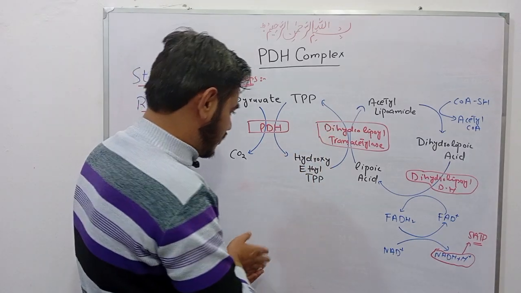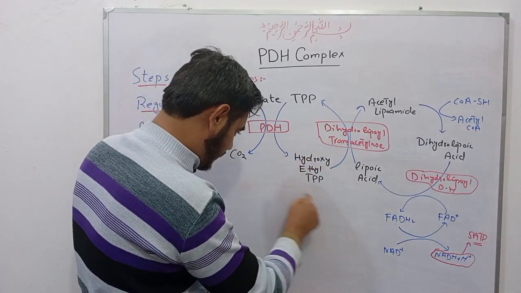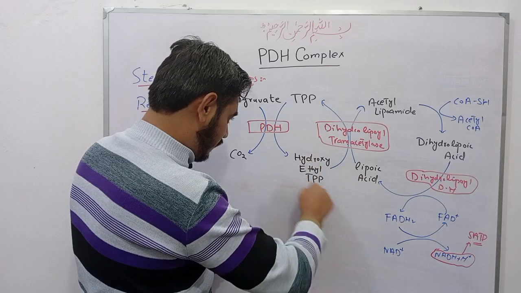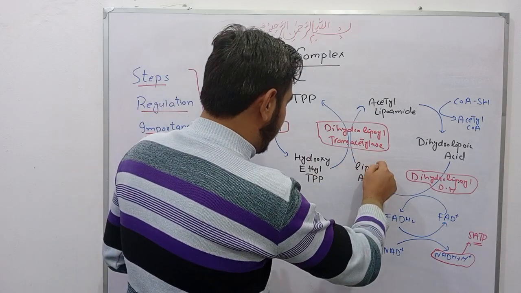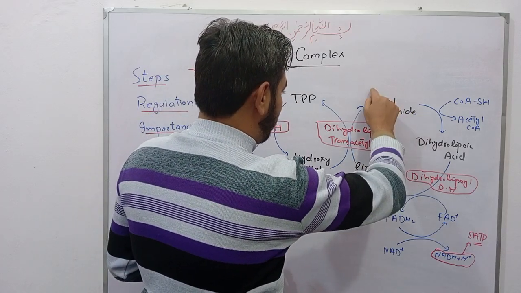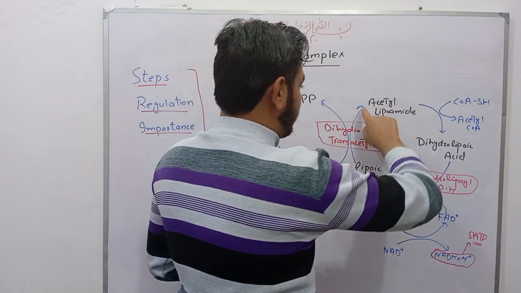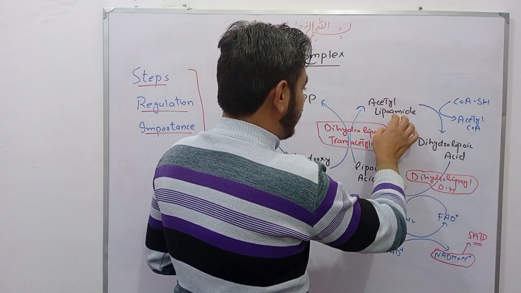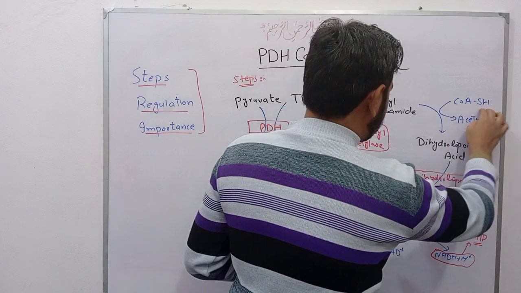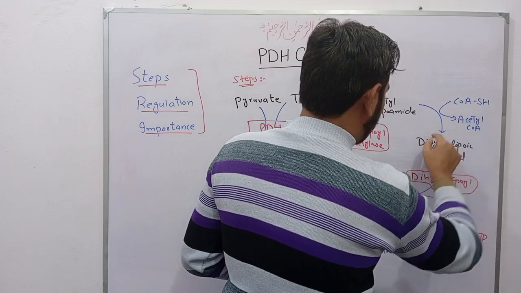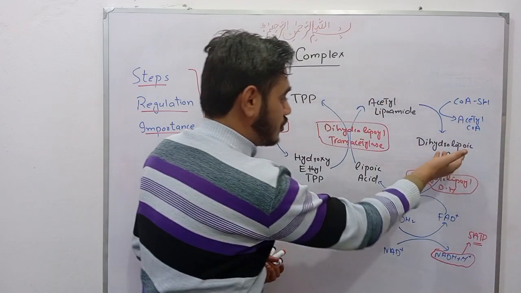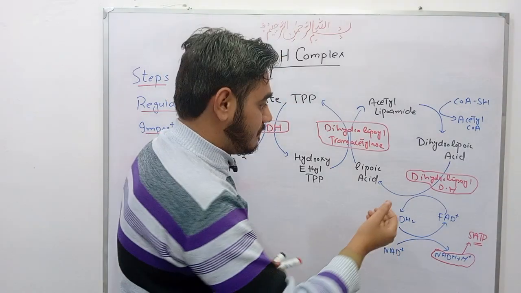In the first reaction, there is a transfer of the hydroxyethyl group from this hydroxyethyl thiamine pyrophosphate to lipoic acid, and it converts into acetyl lipoamide. And there is a transfer of the acetyl group from acetyl lipoamide to CoASH, and there is a formation of acetyl CoA and dihydrolipoic acid. It is a reduced form of lipoic acid.